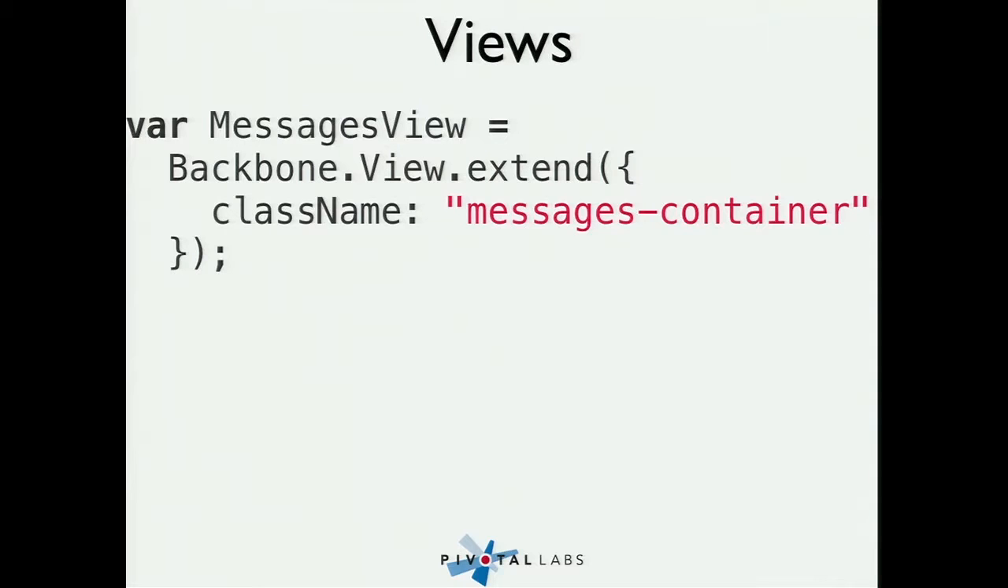Deceptively simple. So just like our model and our collection, we're extending the basic Backbone view class, and we are giving it one piece of data about what we're doing, and that is the class name of the DOM element that we want it to control. Backbone is very flexible, so when you're creating a view, you can either give it an element that already exists on the page, or you can give it a class and it will create a div with that class on it. You can also give it a tag name, so you can have it create, for example, an li instead of a div. So in this case, we're telling it that it will be in charge of a div that it needs to create with class messages container.